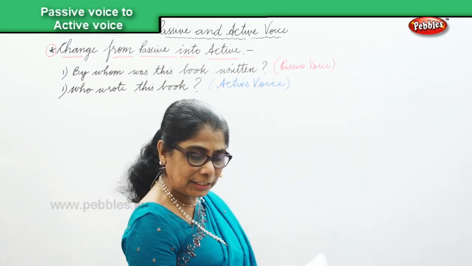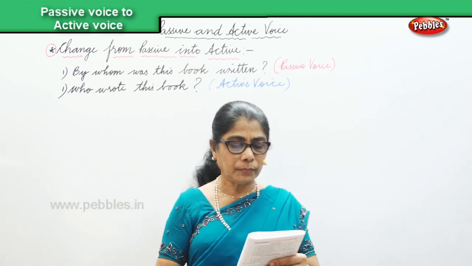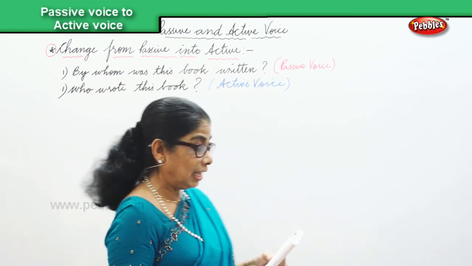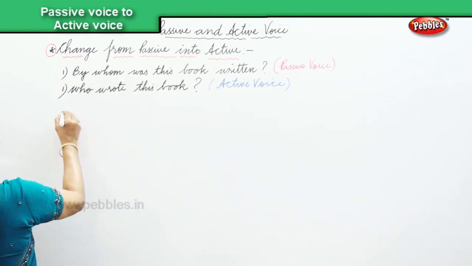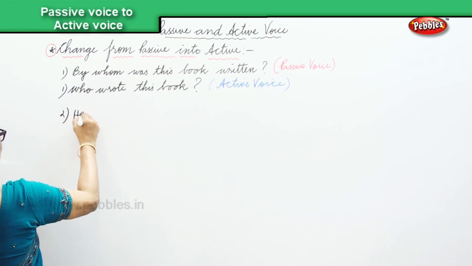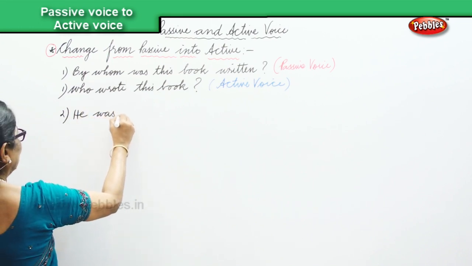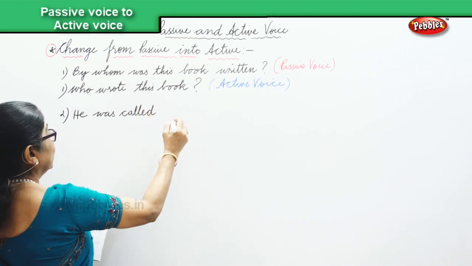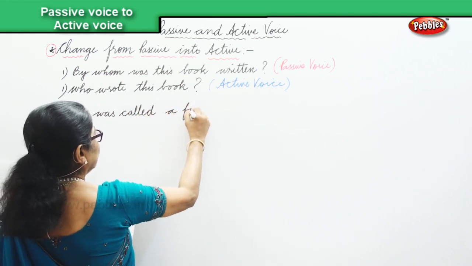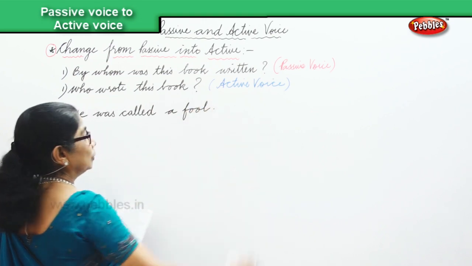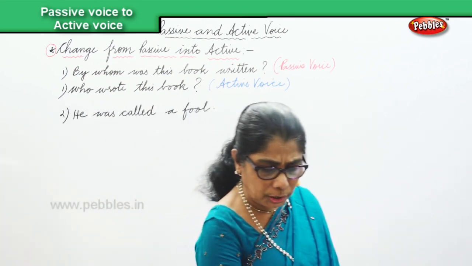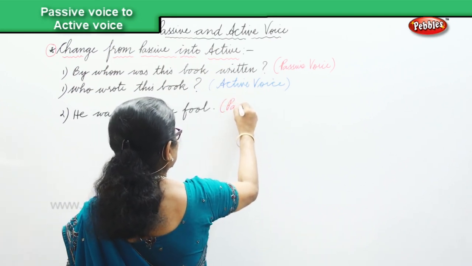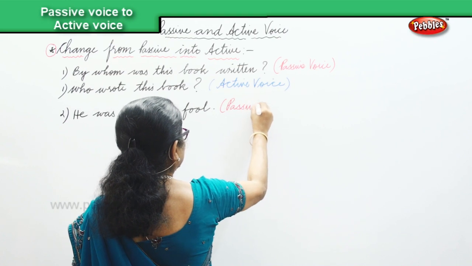Okay. Another sentence for you. He was called a fool. He was called. He was called a fool. That's the passive voice.